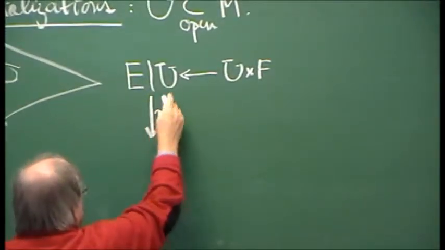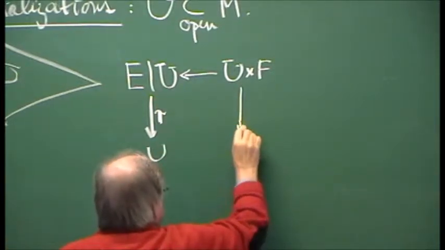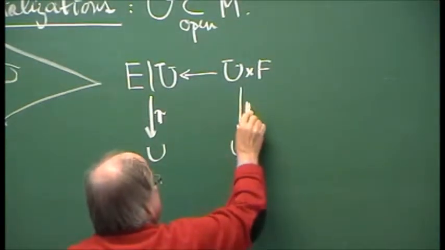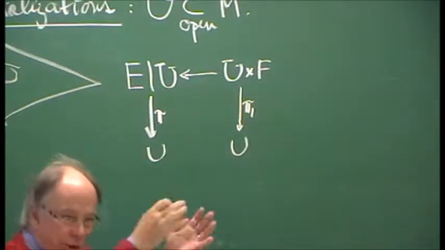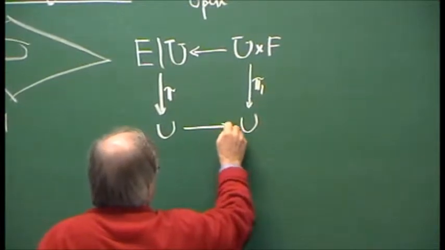Okay. Here we have this projection just restricted to U over U. Here we have this projection. Abdul mentioned this to me last time that I should be careful here. I mean by this the projection on the first coordinate, just this silly projection. And this is, of course, the identity.